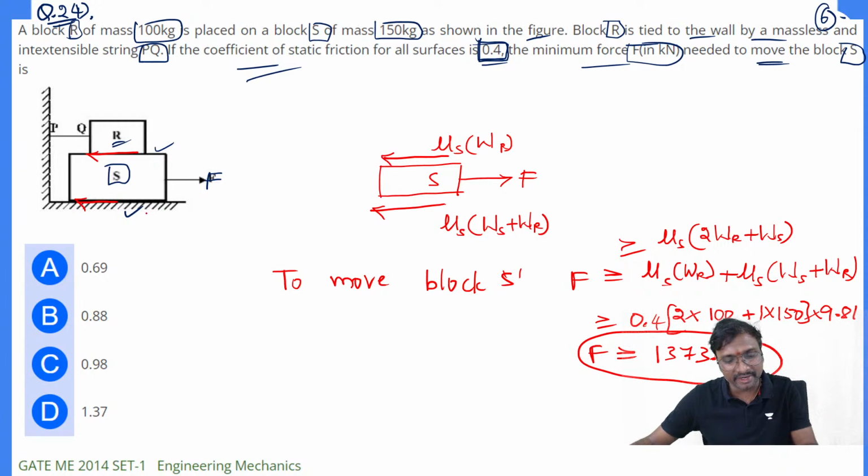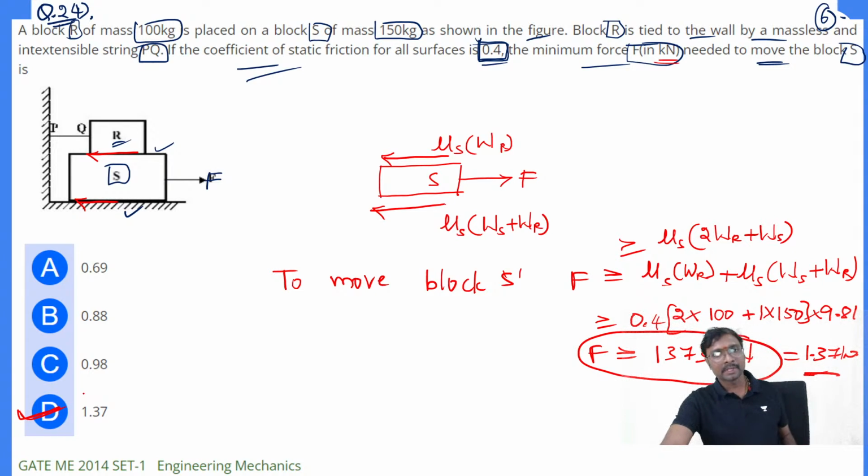If you apply this much force F, it can overcome the top friction and bottom friction and the block will start moving. 1373 newtons means 1.37 kilonewtons, as the question asks for the minimum force F in kilonewtons. Option D will be the correct answer. Is that clear, everyone?